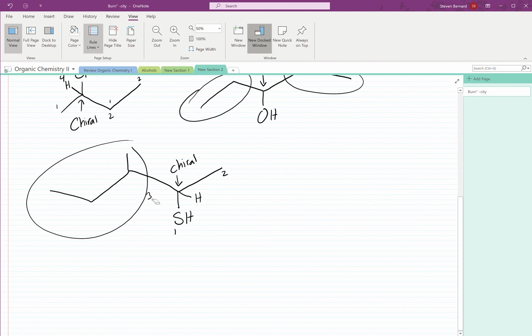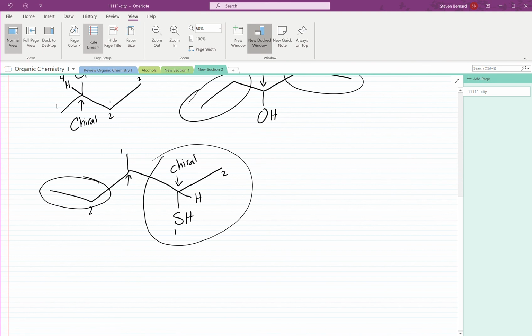The second chiral center in this molecule will be found here. This carbon has 4 different attachments. It has a methyl group, an ethyl group right here, and then it has a larger substituent with many different things attached. That's your 3rd, and then you have a hydrogen attached here as well. So that makes 4 different attachments to that carbon, and this carbon is also chiral.